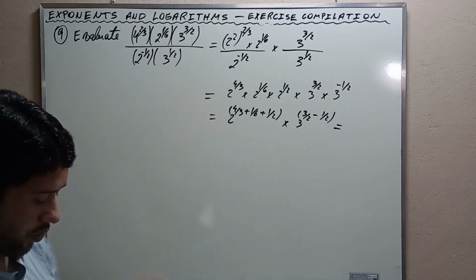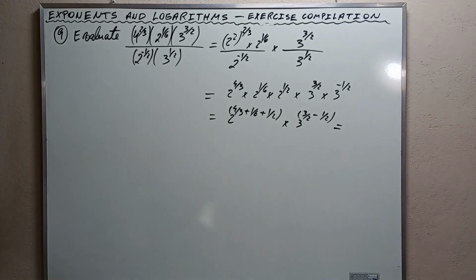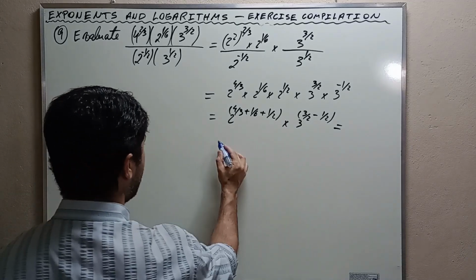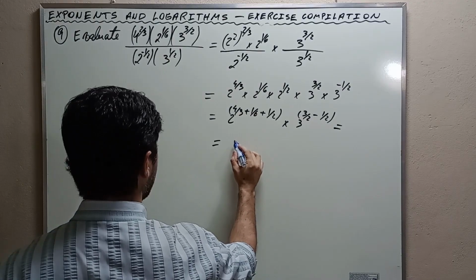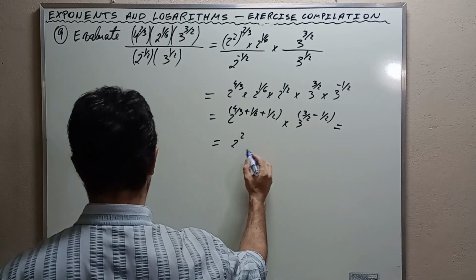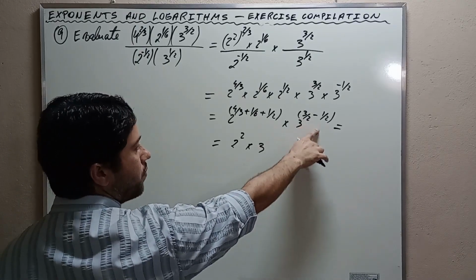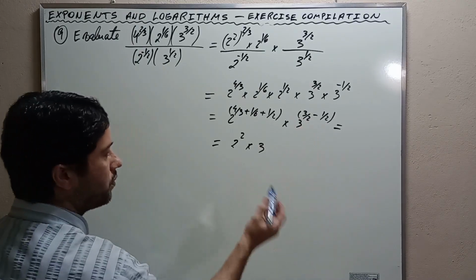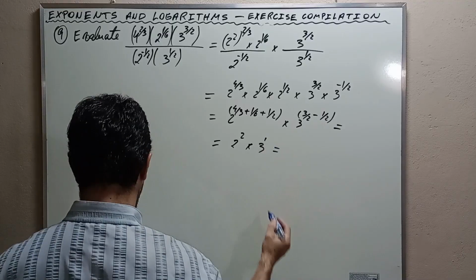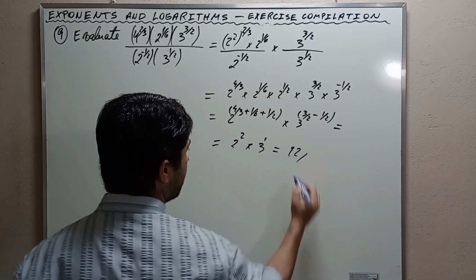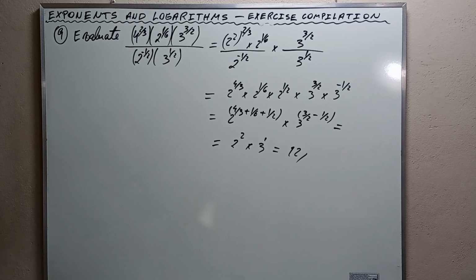Taking the lowest common denominator, we find that it is ultimately 2 squared times 3. Okay? 3/2 minus 1/2 is simply 1. And this is equal to 12. And this is the solution of exercise 9. Let's go to exercise 10.